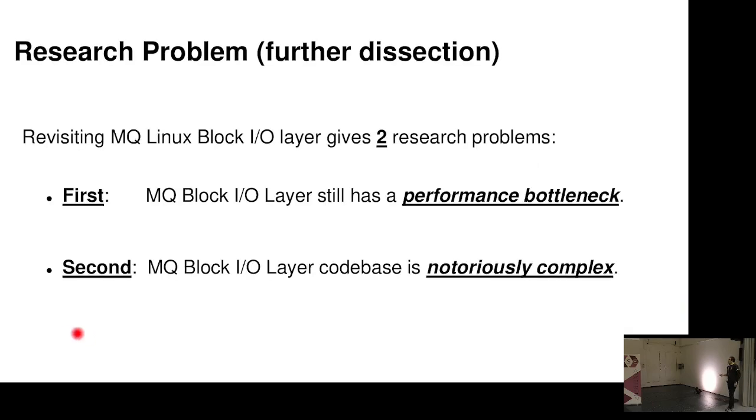So the research problem, in further dissection, is, first, that you have an operating system which has a block I/O layer, and it has a performance bottleneck. Second, the same I/O layer has a code base which is very complex. So we decided to build a tool that solves both problem statements as a software engineer, an open source tool, using a hardware chip underneath that tool.